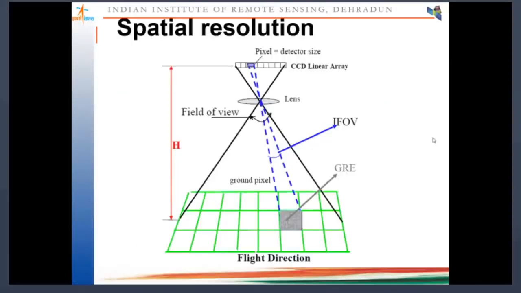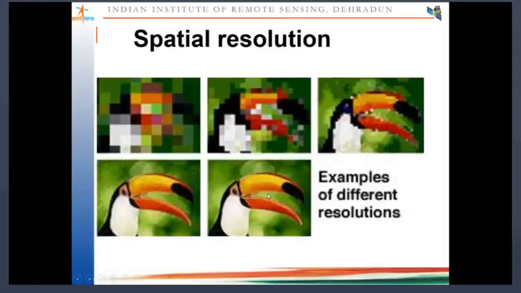So now coming to spatial resolution. Spatial resolution is the smallest discernible distance on the ground which you can measure, right? You can see this picture taken in different spatial resolutions. This first one has the poorest spatial resolution, and this one has the highest spatial resolution. Here the pixel size is very small compared to the pixel size in this image.